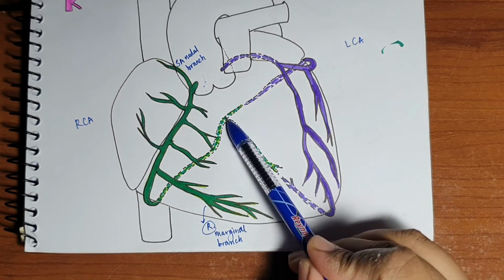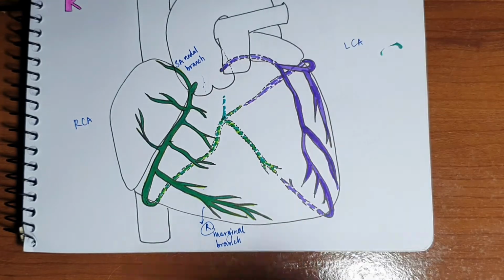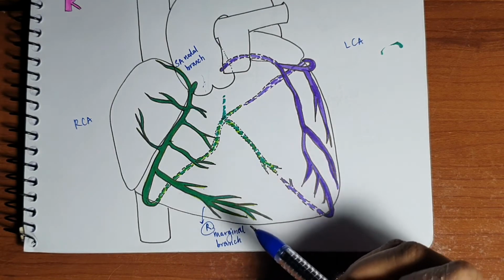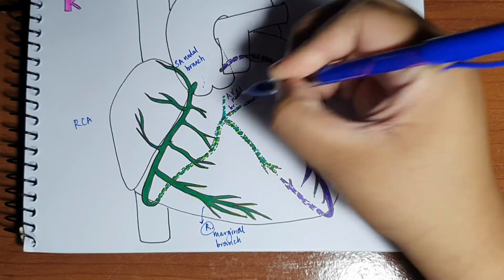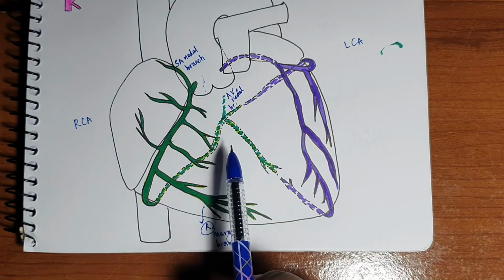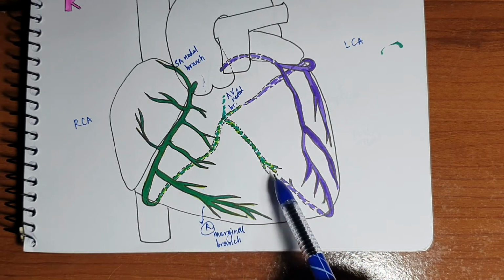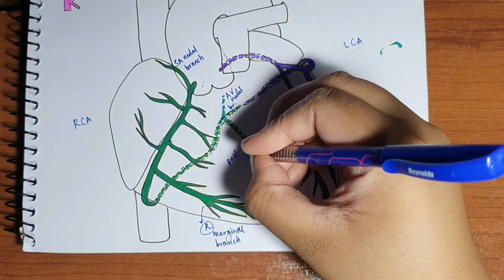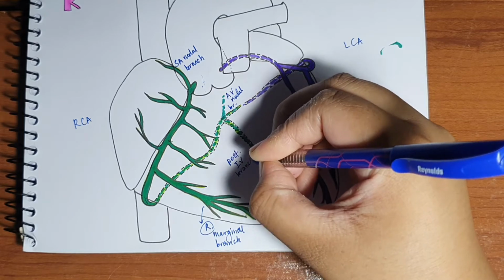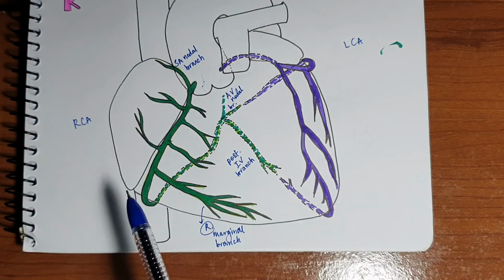So it gives off a branch in the interatrial groove. We have a branch coming off here. Now this branch is called the atrioventricular nodal branch, which supplies the AV node. And there is another branch in the posterior interventricular groove. We have the ventricles here, so this would be the interventricular groove. This is called the posterior interventricular branch. So these are the branches, and this is the course of the right coronary artery.